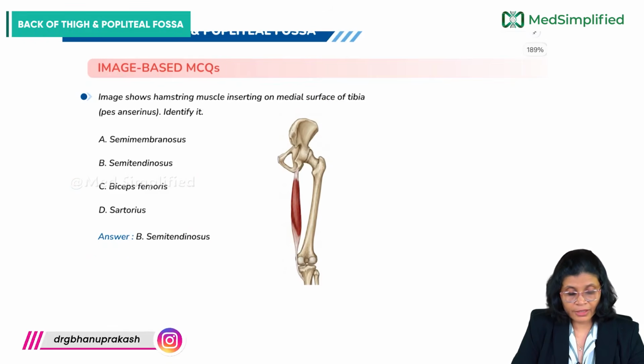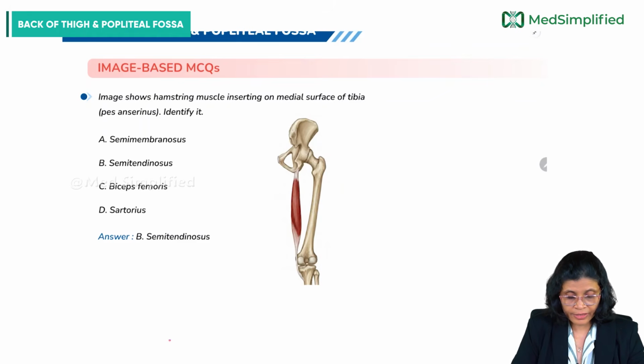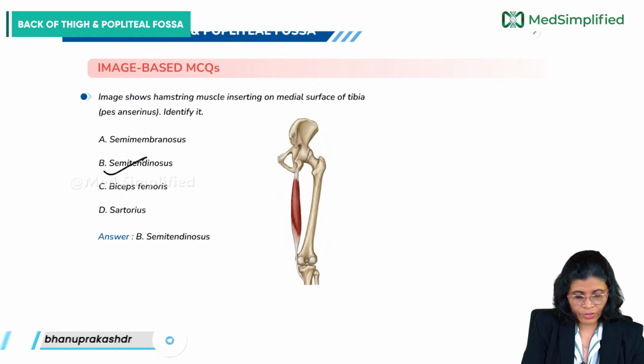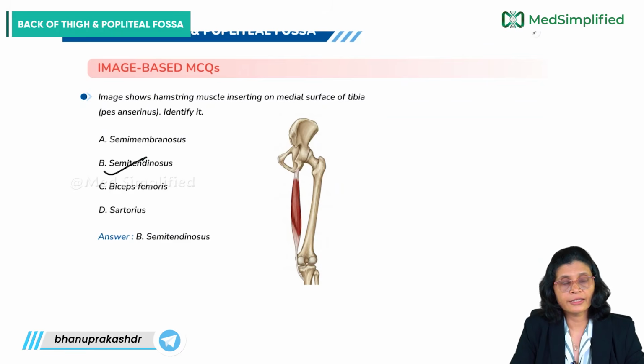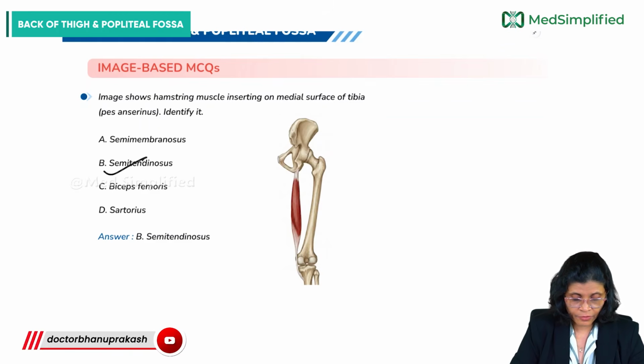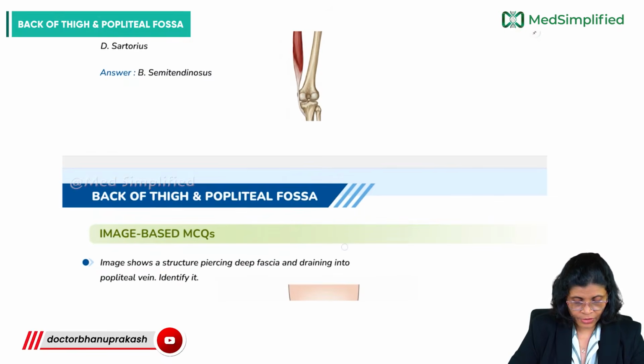The image shows a hamstring muscle inserting on the medial surface of the tibia, the pes anserinus, that is the medial surface. Which one is that? On the medial surface, we have the semitendinosus. Semimembranosus gets inserted into the groove behind the medial condyle of the tibia. Biceps femoris inserts on the head of the fibula. And sartorius is not a hamstring. So, the right answer will be semitendinosus.